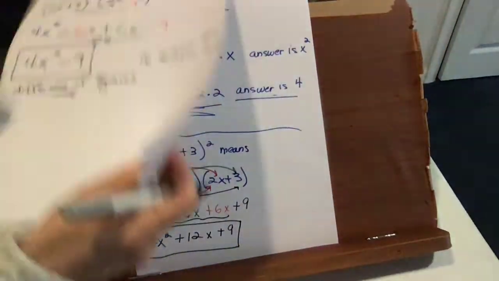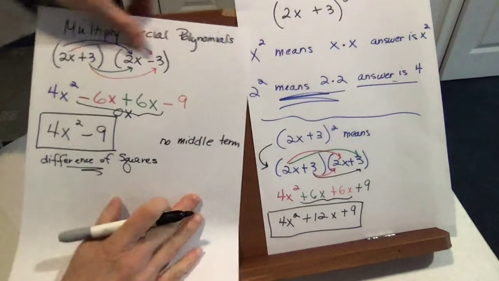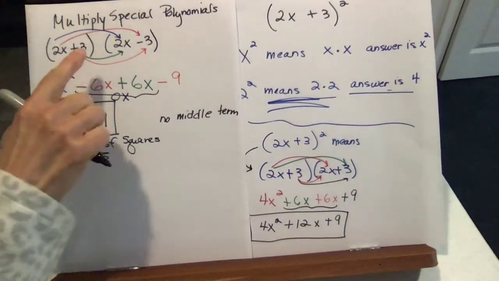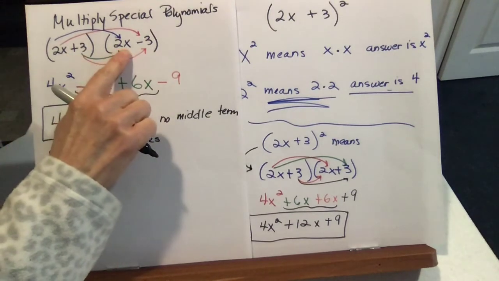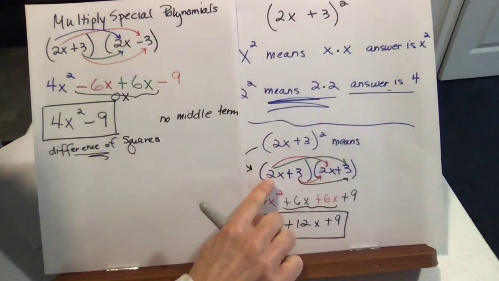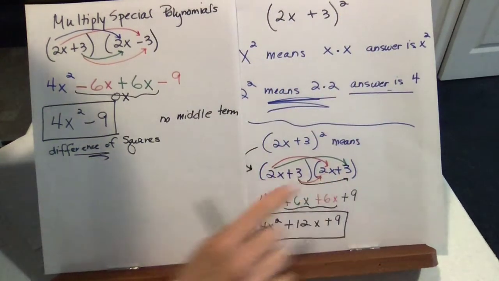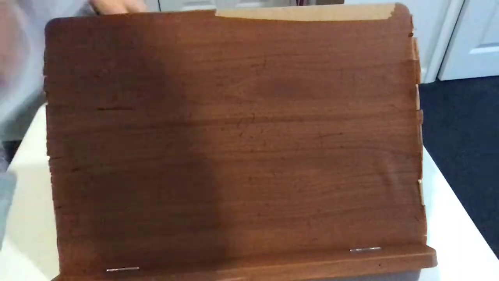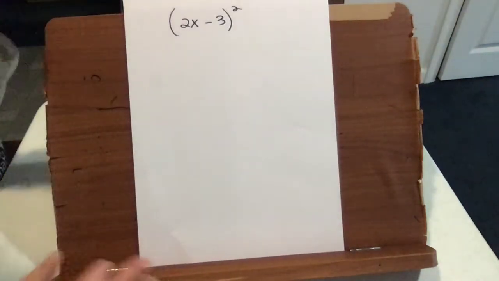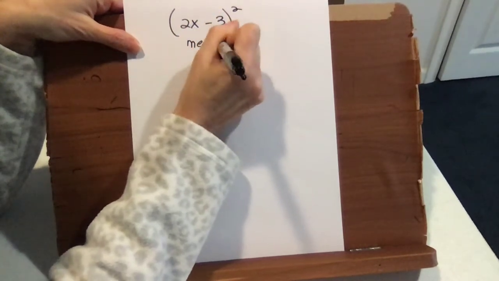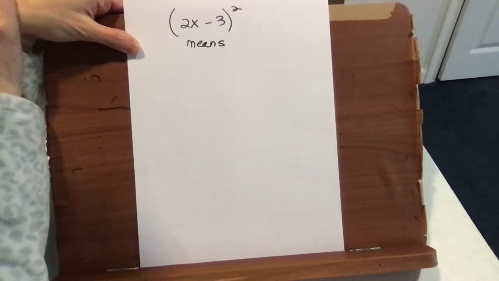And just as a comparison, you can see how different your answers look for the quantity of 2x plus 3 times the quantity of 2x minus 3 versus the quantity of 2x plus 3 squared, which means quantity of 2x plus 3 times quantity of 2x plus 3. Okay. All right, next and last problem that we're going to work on looks like the one we just did, but it's not. So we want to know the meaning of the quantity of 2x minus 3 squared.